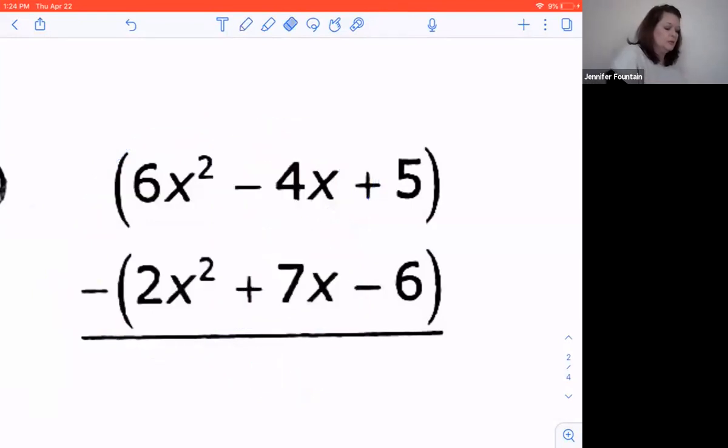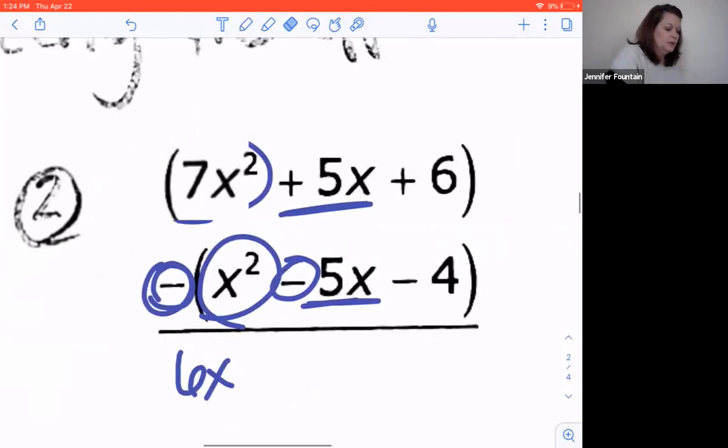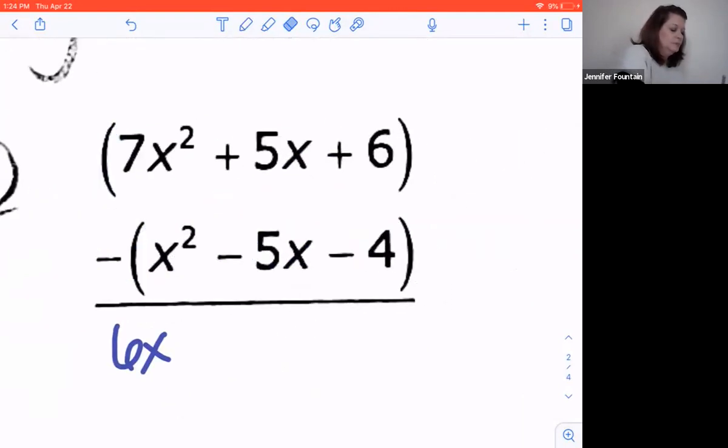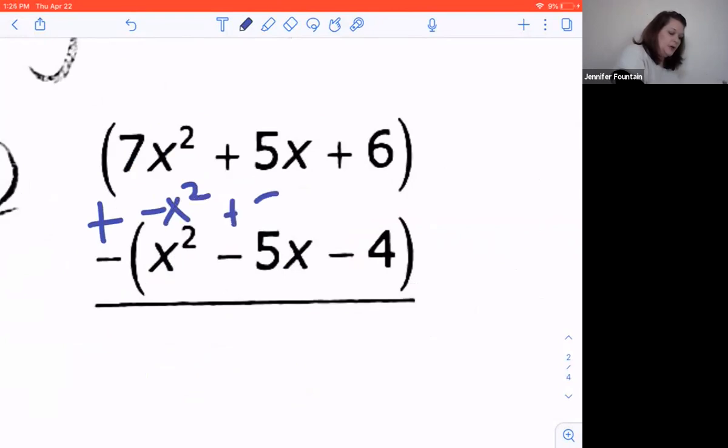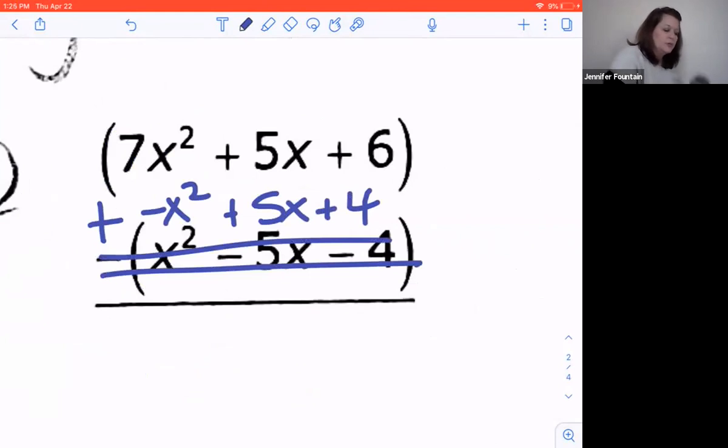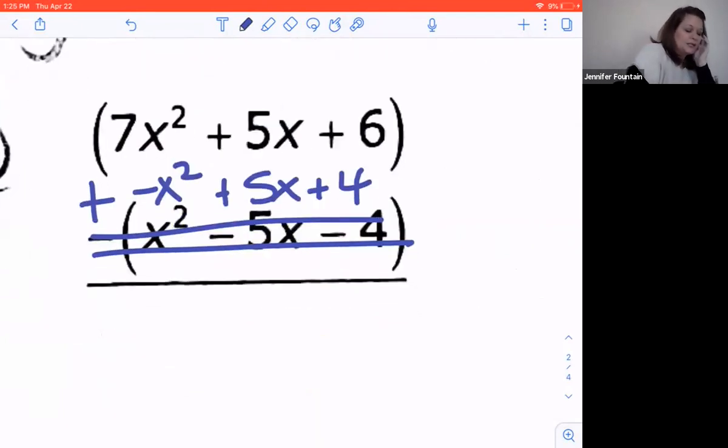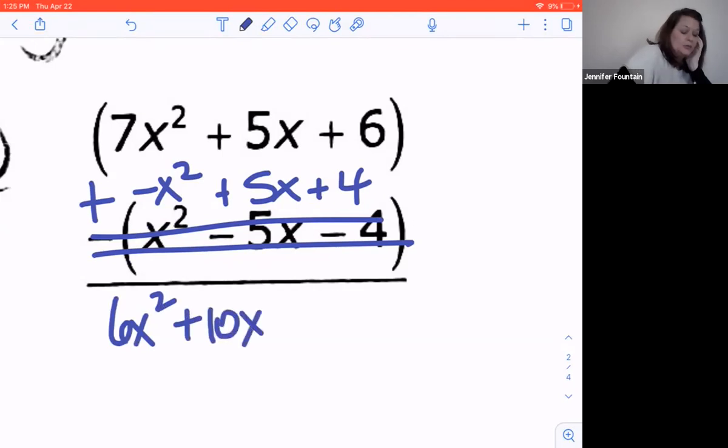So let's see how it makes it a little bit easier. So on this one, I'm going to change my sign here. So this becomes negative x squared. This becomes positive 5x. This becomes positive 4. So I'm able to mark those out. 7x squared plus a negative x squared, 6x squared like we saw. But now I've got 5x plus 5x. So now I can easily see that that's going to be plus 10x. Positive 6 plus a positive 4, again, positive 10.